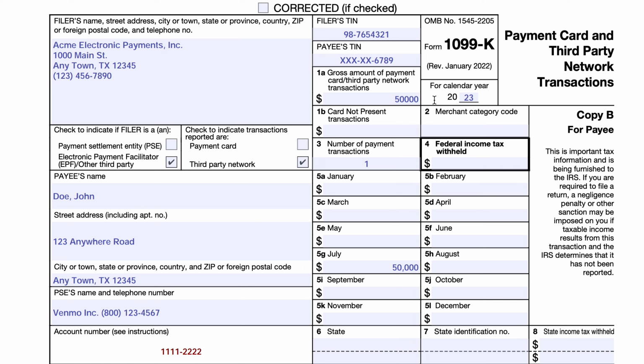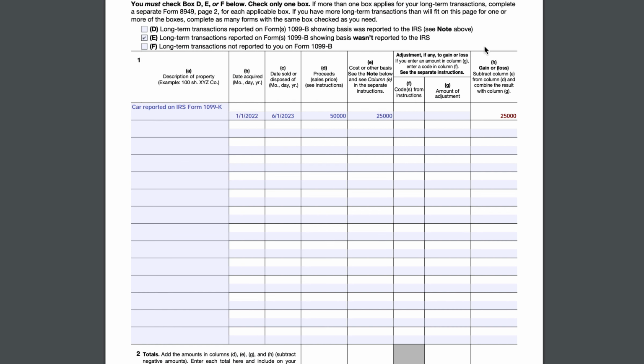So in this case, John Doe, he sold his car for $50,000 using electronic payments. You see one transaction for $50,000 posted in July for 2023. The rest of this information is pretty much blank. If there's a state withholding state tax, you may see that in here. You may not. So we're going to flip over to our IRS Form 8949 to show you how John should report this transaction.